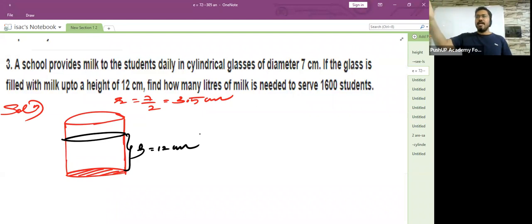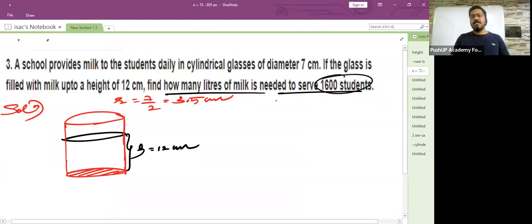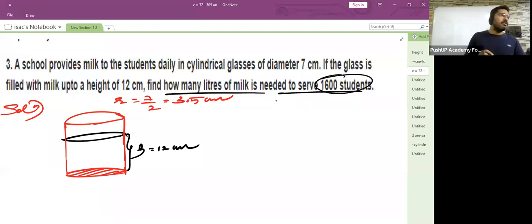There is a glass with a certain height. Now, it's a government program, so don't expect that the government is going to fill the entire glass with milk. So the government is giving milk to the children such that the height of the milk in the glass is up to 12 centimeters. Now they are asking how many liters of milk are needed to serve 1,600 students. This is simply based on the unitary method. You find out how much milk is given to one child, then multiply it by 1,600 students. Simple as that.